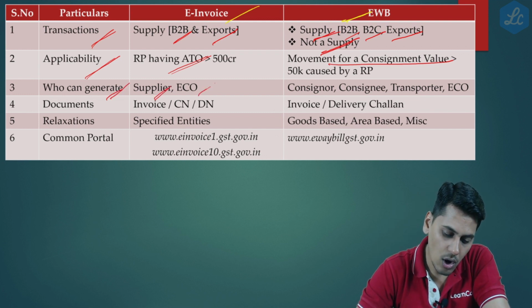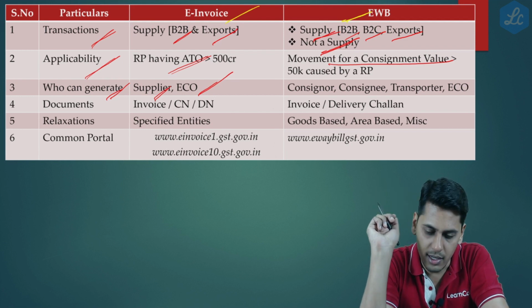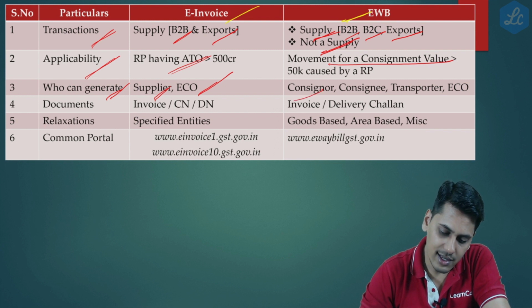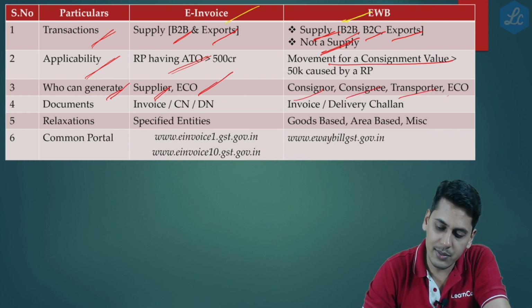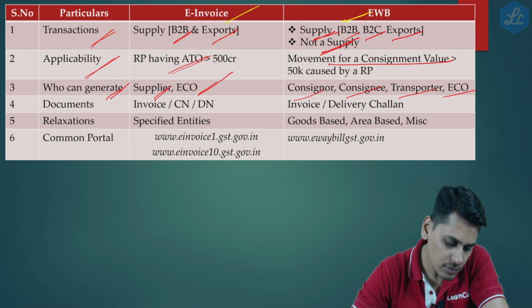Who can generate an e-invoice? Either the supplier or even the electronic commerce operator can generate the e-invoice. Who should generate or who can generate an e-way bill? Either the consignor or the consignee or the transporter or an e-commerce operator can generate an e-way bill.